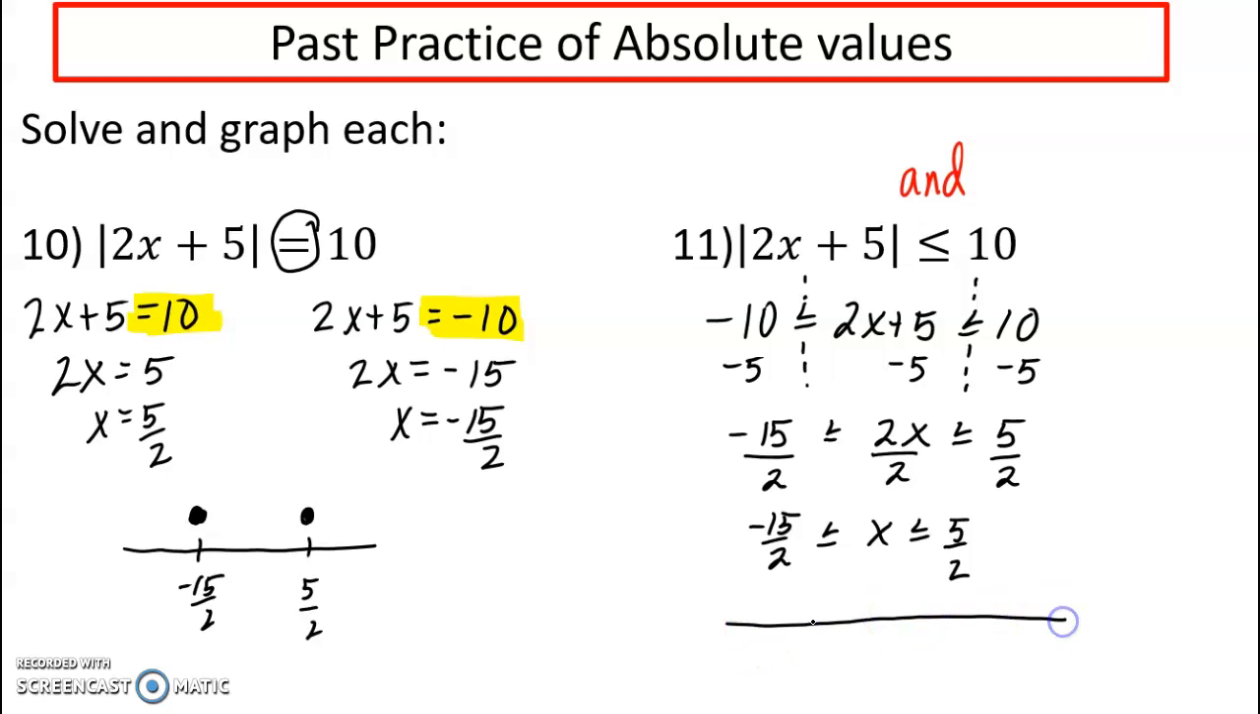But now what's different is the way we graph them. When I read this, I'm saying x can be any number in between -15/2 and 5/2, and it would make that statement true. So your and, when we graph them, we have to think that we're going to be between two values.